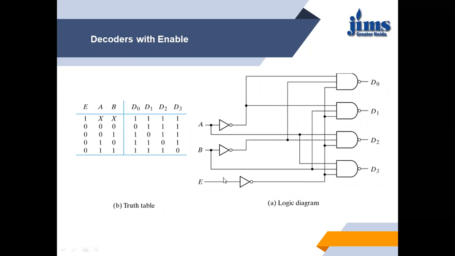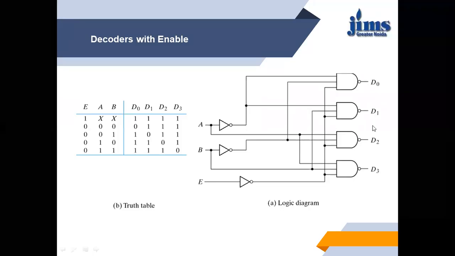Whenever enable is 1, the output of the NOT gate will be 0. 0 will be fed to the NAND gate, and for the NAND gate, if any input is 0, the output will always be 1. So at the same moment, whenever enable is 1, the output of all the gates will be 1. So this is the way how an enable pin works in a decoder.